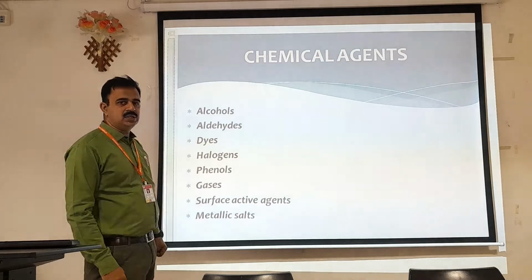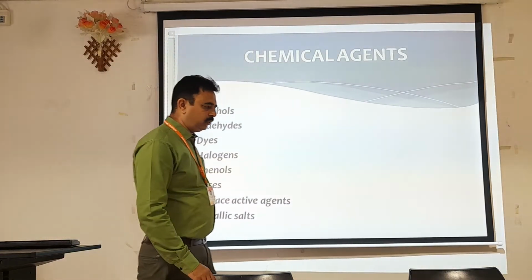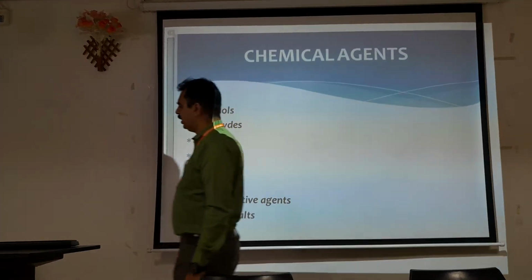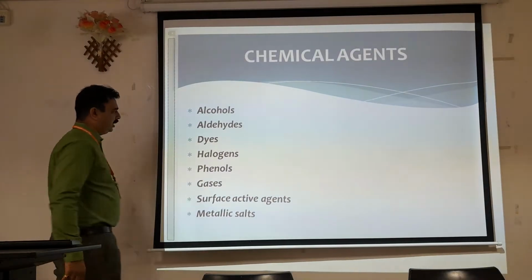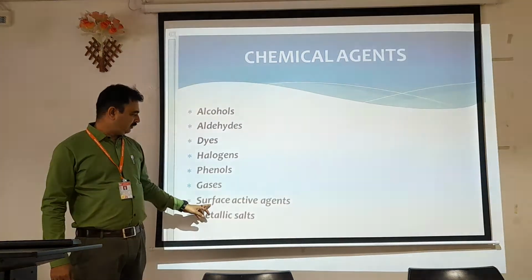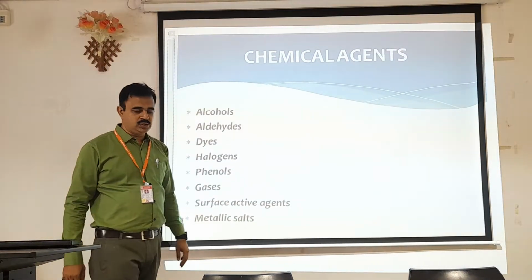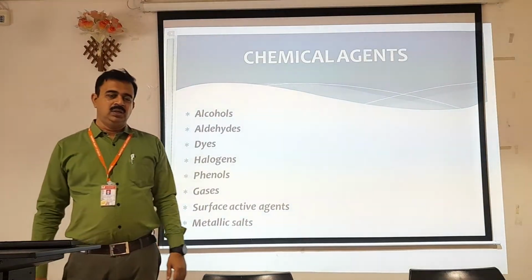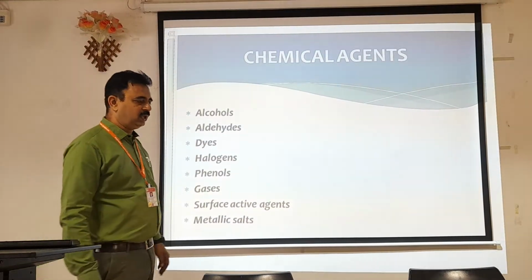Now, what are the chemical agents that are being used in microbiology for sterilization purposes? Let us understand one by one. What are those? Alcohols, aldehydes, dyes, halogens, phenols, gases, surface active agents, and metallic salts. So these are all the chemical agents that are being utilized for sterilization with the help of chemicals.